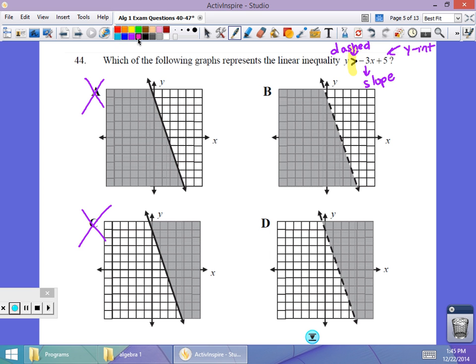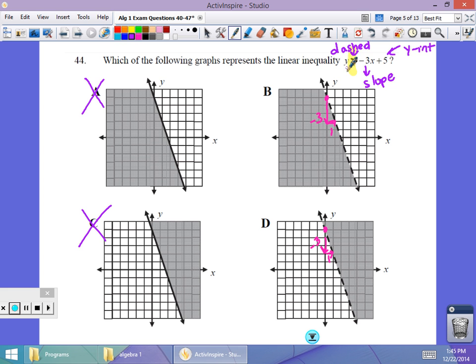Alright, let's look at the intercepts. Y-intercepts are at 5, 1, 2, 3, 4, 5. Look at D's, 1, 2, 3, 4, 5. It says I'm going down 3, right 1. They're both decreasing. Go down 3, right 1. That works. The lines are both drawn correctly. Looks like we need to look at the shading.